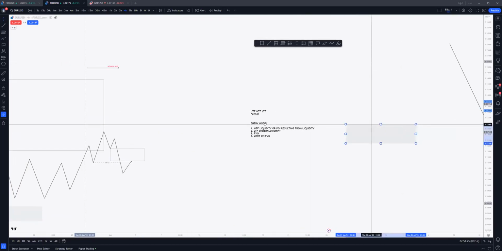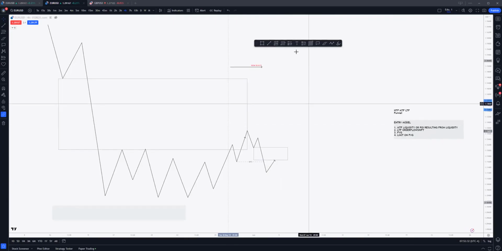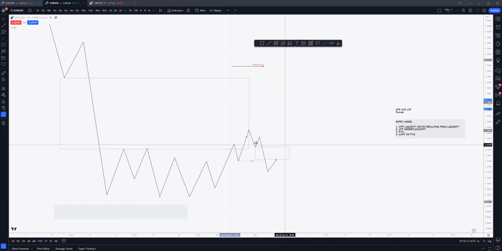So if we look at this, medium time frame liquidity or POI resulting from liquidity, that would be this case here. So this is your liquidity and this is the POI resulting from liquidity.